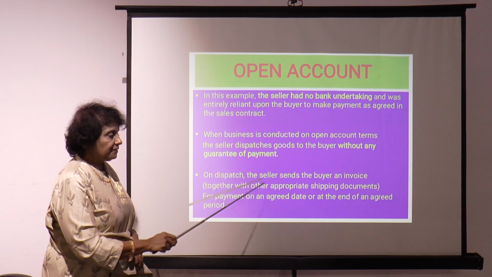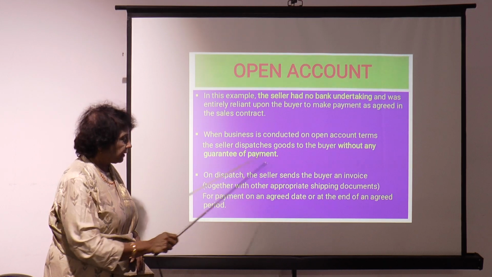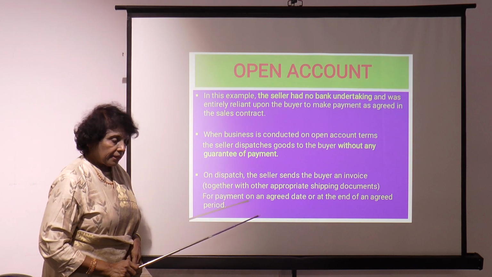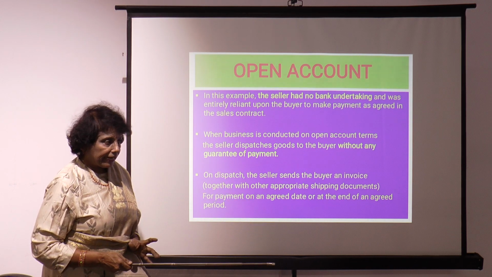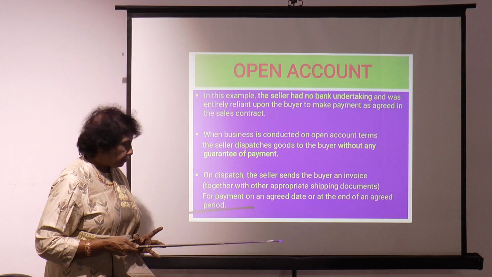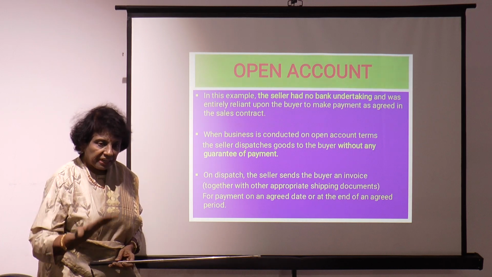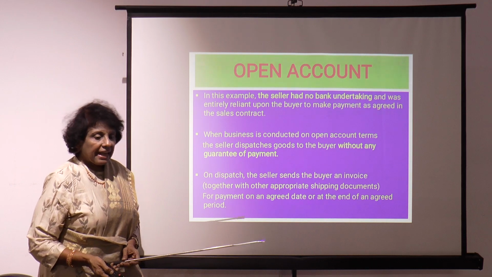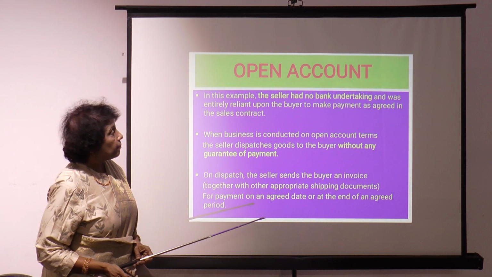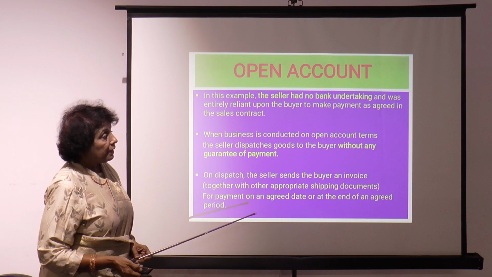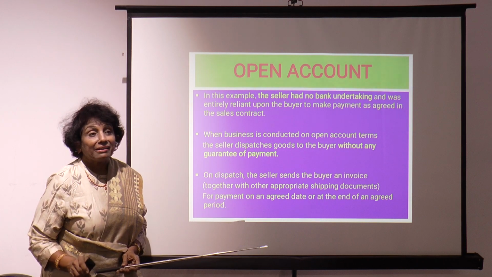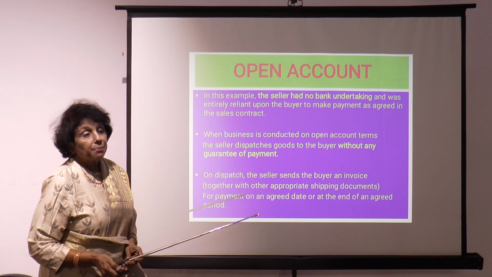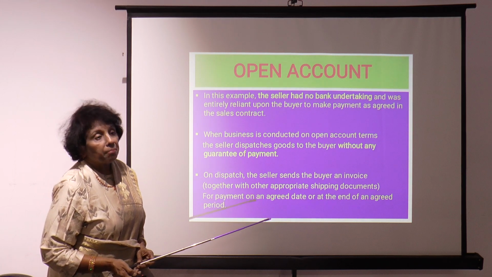On dispatch, the seller sends the buyer an invoice together with other shipping documents for payment. This payment could be at an agreed date or at the end of an agreed period. On the agreed date, the payment would be expected from the buyer. So, in open account, the seller had no bank undertaking. No bank undertaking. He had to rely upon the good relationship with the buyer.